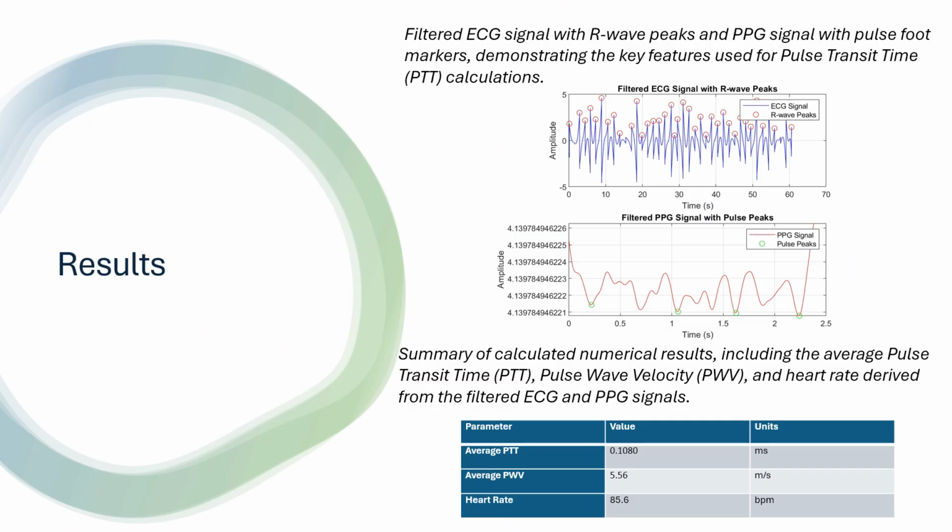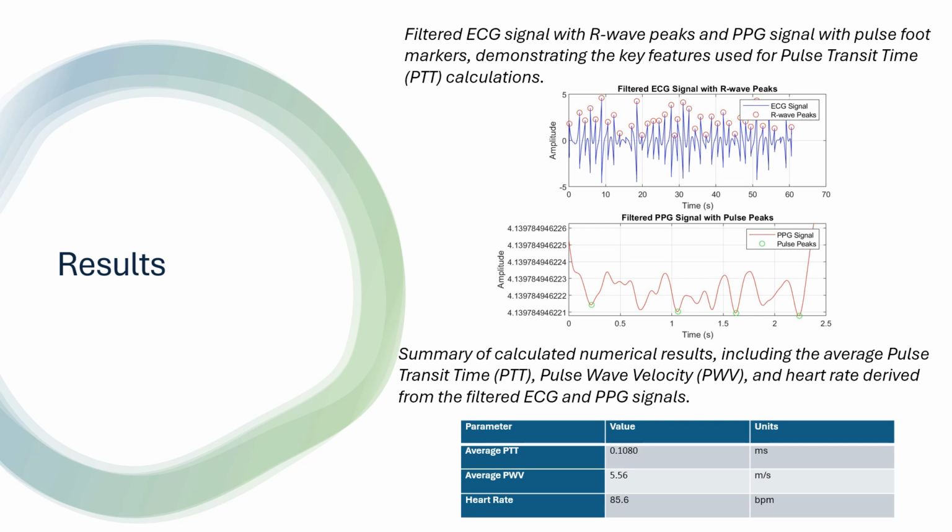The results of our analysis are summarized here. By synchronizing the ECG and PPG signals, we calculated an average pulse transit time of 0.1080 seconds. Using this value and assuming a distance of 0.6 meters between the heart and the fingertip, we derive a pulse wave velocity of 5.56 meters per second. The average heart rate calculated from the heart wave peaks was 85.6 beats per minute.